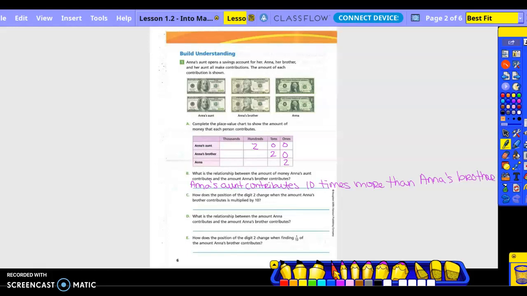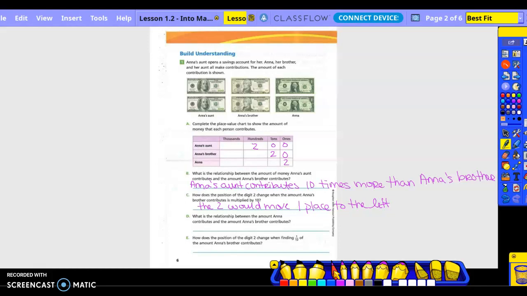Okay, how does the position of the digit 2 change when the amount Anna's brother contributes is multiplied by 10? So it would be 1 place to the left, okay? The 2 would move 1 place to the left. Basically, you'd be multiplying by 10, so you'd be adding a 0. So then you get 1 place value higher.